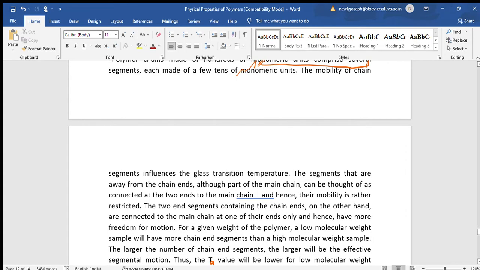So for a given weight of polymer, low molecular weight polymers will have more chain end segments. Low molecular weight polymers will have more chain end segments, so the end segments will be more in number.